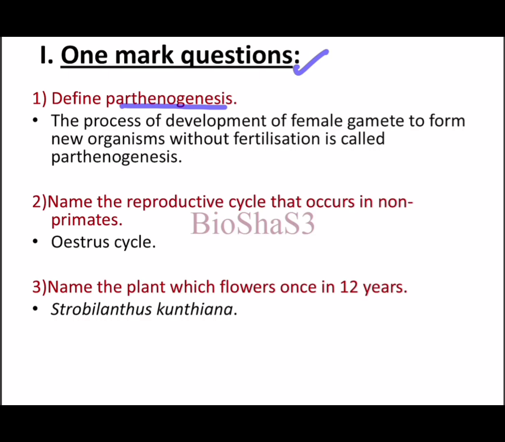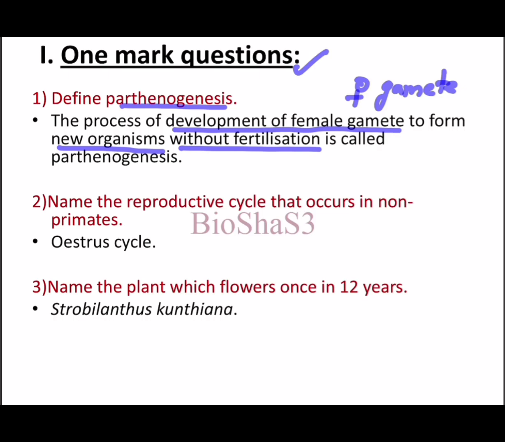What is parthenogenesis? The process of development of female gamete to form new organism without fertilization is called as parthenogenesis. Understand the definition and then memorize it. So here what is happening? Development of the female gamete, and how this development is happening without the fertilization. That process you call it as a parthenogenesis.